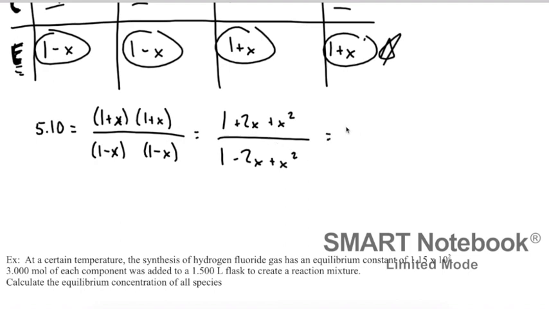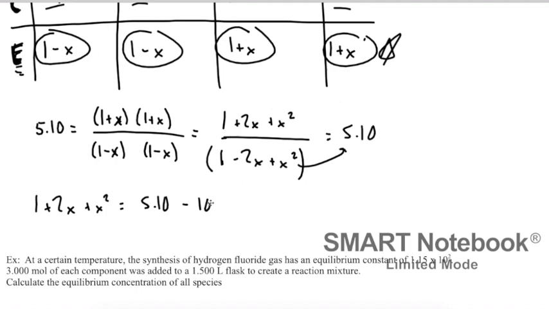And I know that that's equal to 5.10. All right. So now I can take this and I can just start rearranging to try to solve. I want to try to solve for x here. So why don't I bring this side up, multiply both sides by this. And when I do that, it looks like I'm going to get 1 plus 2x plus x squared equals 5.10 minus 10.2x plus 5.10x squared.